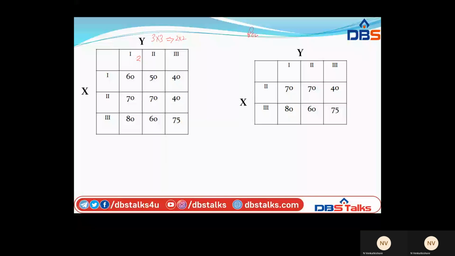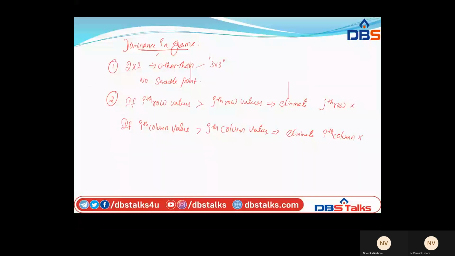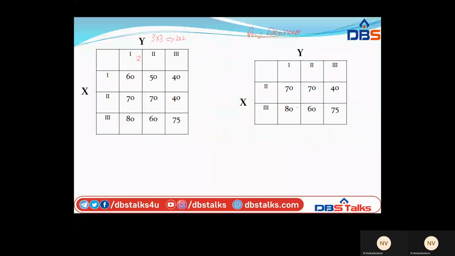See, what is the row dominance? Row dominance means if the ith row is greater than the jth row, we have to eliminate the jth row. So firstly you need to compare the first with the second. If not possible, the first with the third. Otherwise, the second and third. So you need to do the comparison. So let us compare.